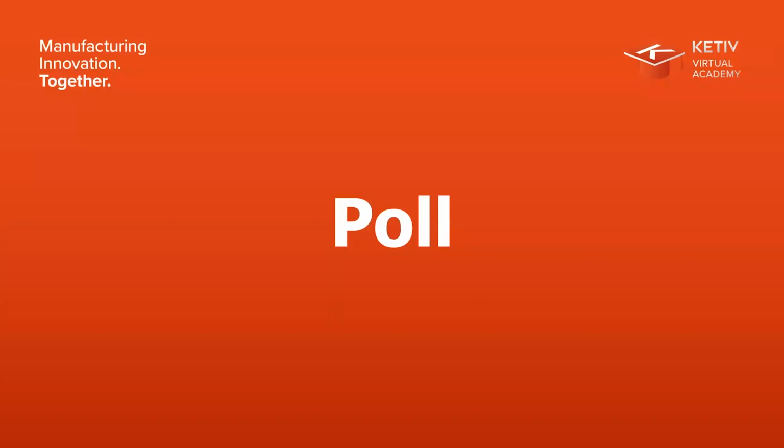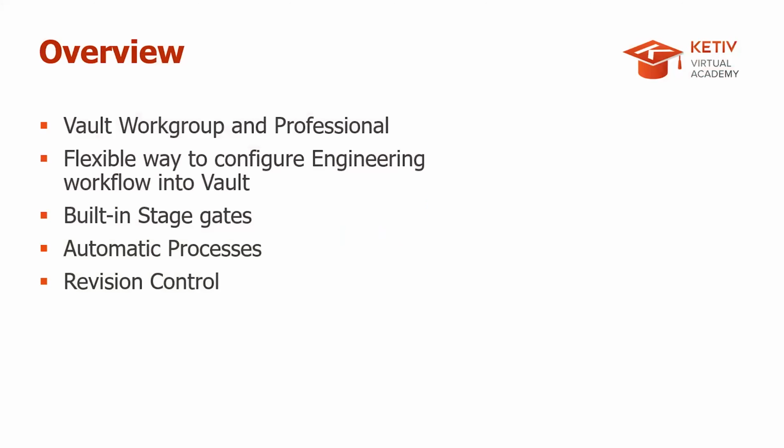I'm going to close that out and move forward. So, an overview of life cycles. They're in Vault Workgroup and Professional. They're a flexible way to configure your engineering workflow in Vault, and by flexible, I mean they can be tailored to match your engineering workflow. That's one of the things we do during our Vault deployments or implementations: we get together with the engineering teams, whether it be one site or multiple sites, to get everyone together and get the process mapped out.